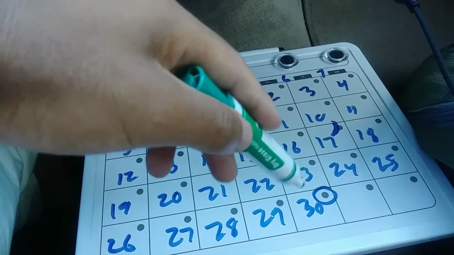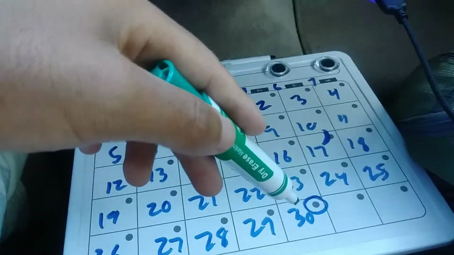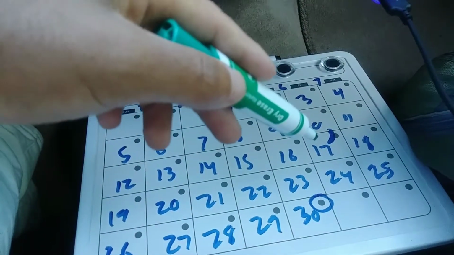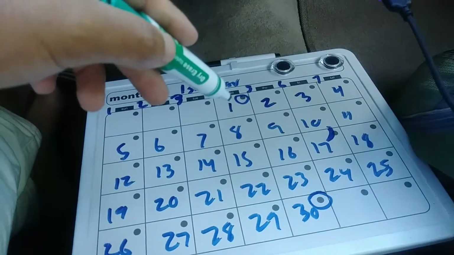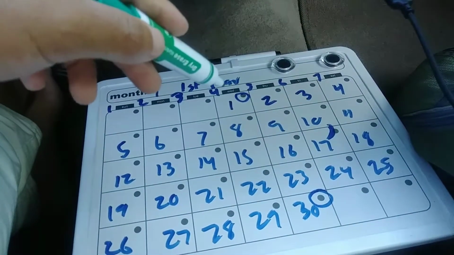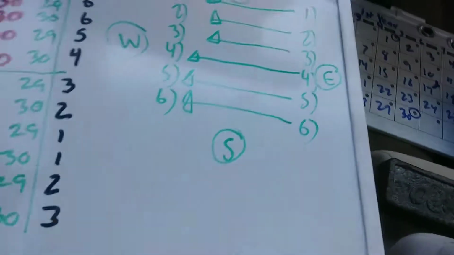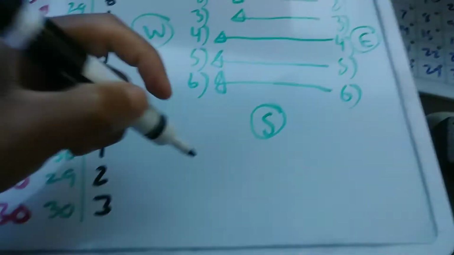29 days later brings us to a second full moon. 13 days before that is the sliver crescent. And then you count 16 days. That brings you back to the full moon. So the moon is following this pattern here.